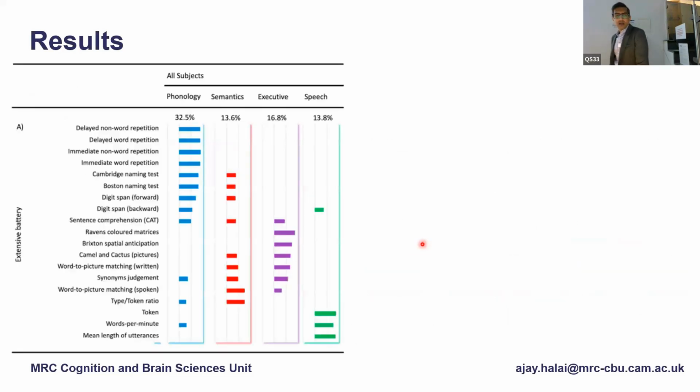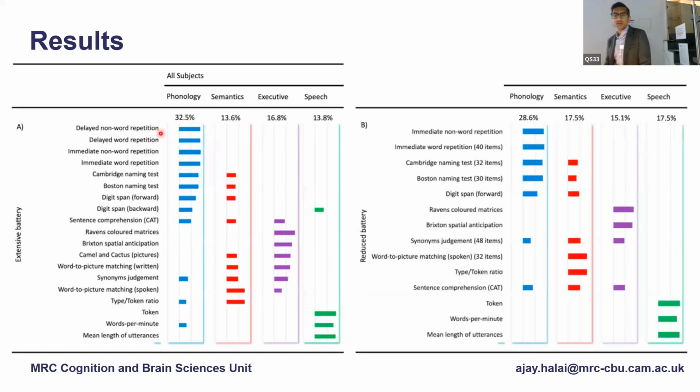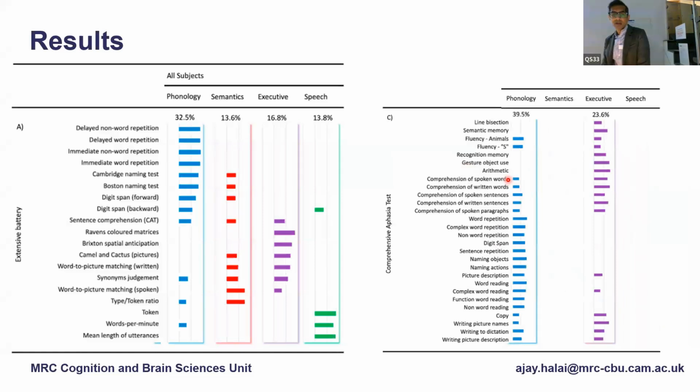So here's a figure version of the principal component analysis. Again, we had the 4 components. This is with the extensive battery, and I'll show you first the result from the reduced battery. Very pleasingly, we replicated the same structure. Again, this is using much less data than the full battery, but we find the same principal components, which is great. And this is the comparison with the CAT.